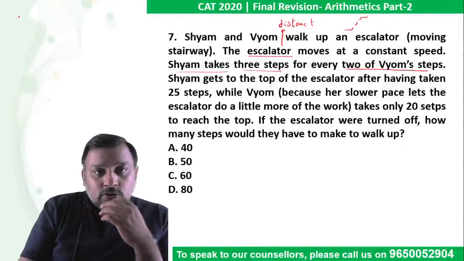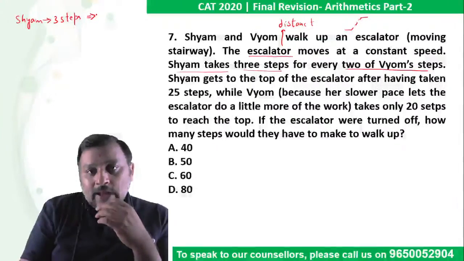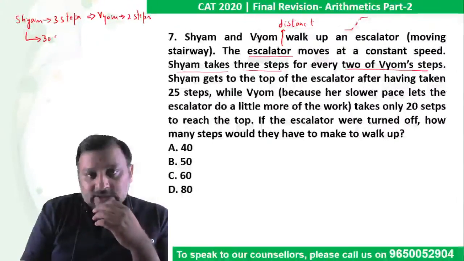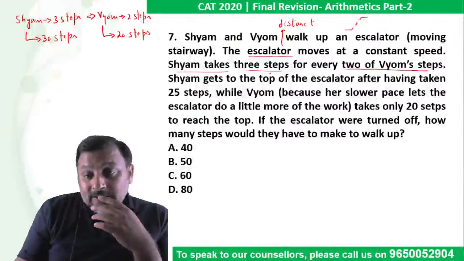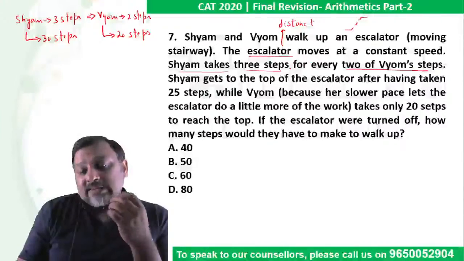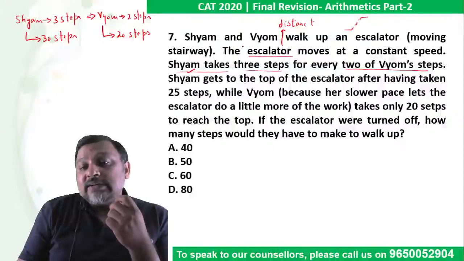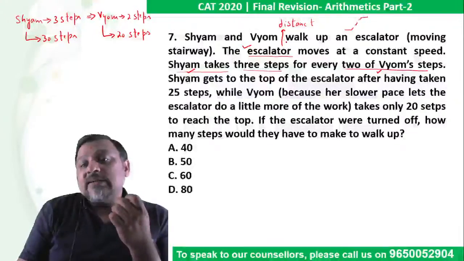So the time taken by Sham to take 3 steps is the same as the time taken by Vyom to take 2 steps. That means the time in which he takes 30 steps, Vyom will take 20 steps. Now, since Sham, Vyom and the escalator, all three are moving, can we say the distance covered by Sham plus the distance covered by the escalator should be the same as the distance covered by Vyom and the distance covered by the escalator.